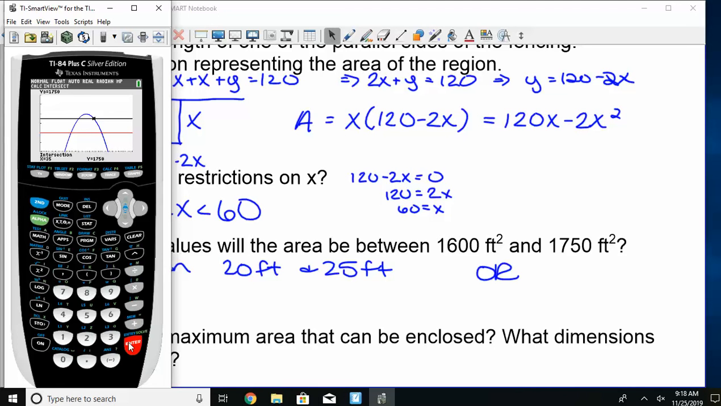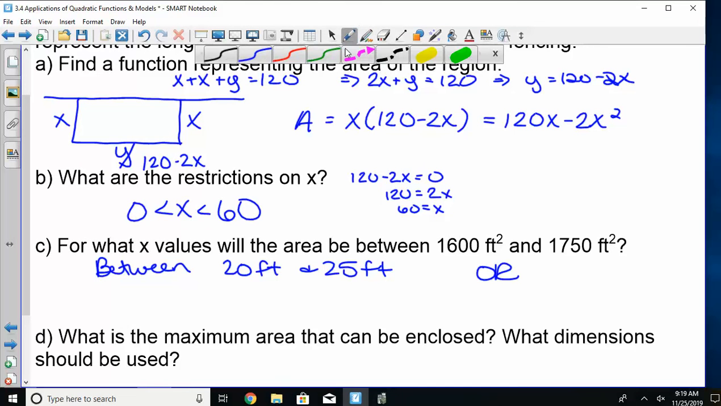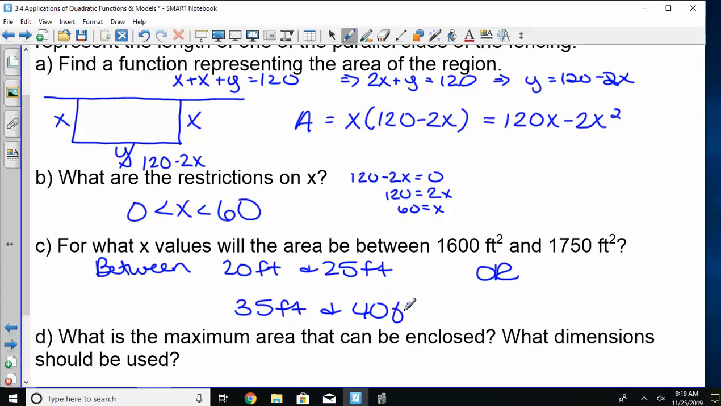Okay. One last time, we need to find where the parabola meets the red line. So second trace intersect. First curve, it's on the parabola, hit enter. Second curve, it jumped down to my red line, which is what I want, hit enter. Guess, get close to your point, hit enter, and that is 40. So if you pick any number between 20 and 25, or between 35 and 40 for your x, you will get an area that is between 1,600 and 1,750. Okay, so we can use our calculator on these problems if needed.